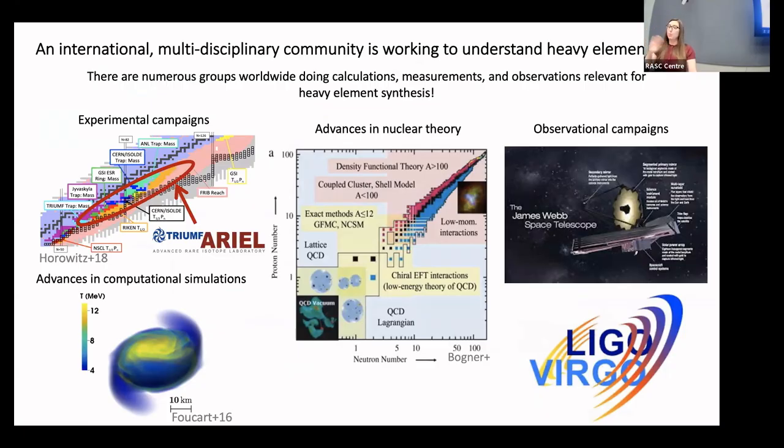And in fact, there are numerous groups worldwide doing calculations, measurements, and observations of relevance to heavy element synthesis. Things like the experimental campaigns at TRIUMF. We have the new ARIEL facility coming online soon, the Advanced Rare Isotope Laboratory, so we're going to have access to even more beam time to explore their properties. There are advances in computational simulations. You saw that example of how even just 15 years ago, we had a different picture of what supernovae are doing. As computational simulations advance, we understand more and more what could be happening at these sites. We saw advances in nuclear theory as well and how they can change our picture, and of course, observational campaigns.